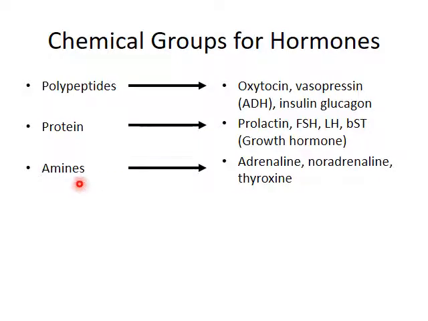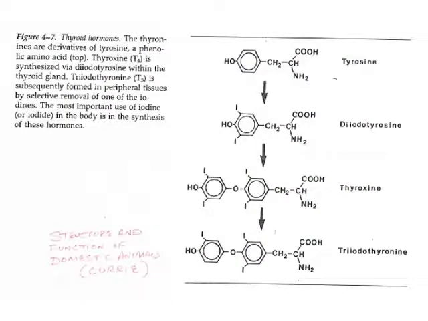Amines, these are groups that have an ammonia group in it. So you're looking at adrenaline, noradrenaline, thyroxine. So here's our amine group here. We start out with the amino acid tyrosine. We add some iodines to it. We add another ring structure to it until we get triiodothyronine, thyroxine. Both of these are biologically active.